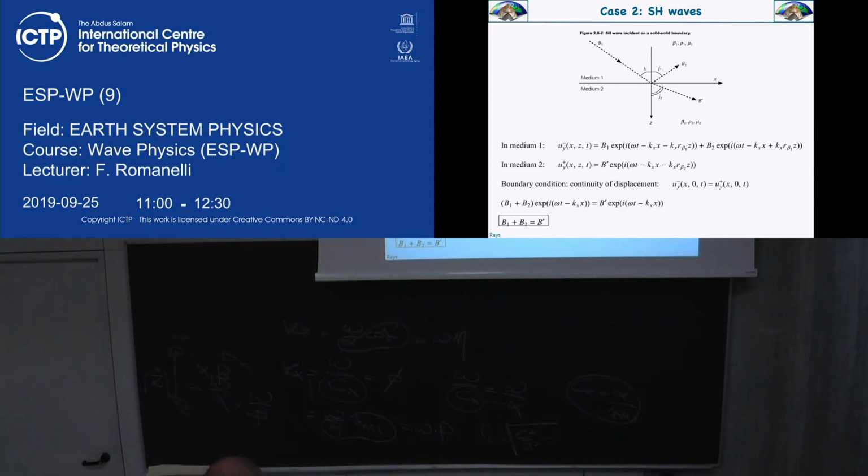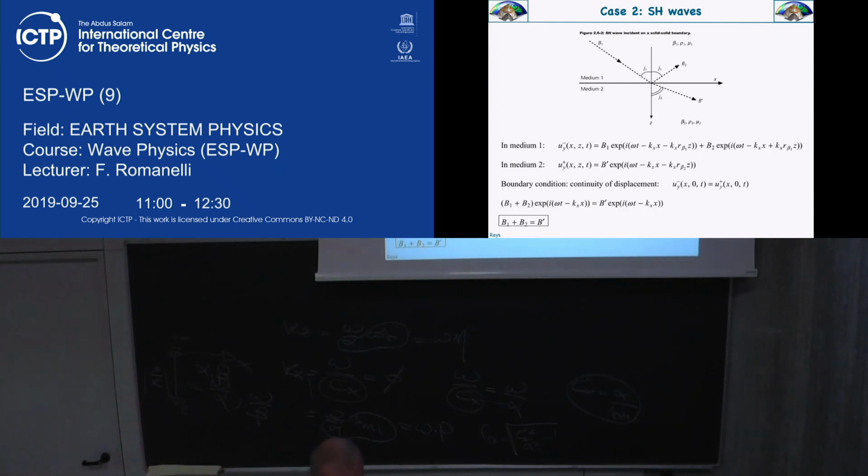Now, the first condition is, okay, the y component of displacement, remember, it's an SH. So the wave is arriving here with a given k, but the displacement is in y. Now, along this axis here, x, for z equals 0, at any time t, they have to be the same. Well, nice. We can write this one, and we get the first equation in two unknowns. Very good.